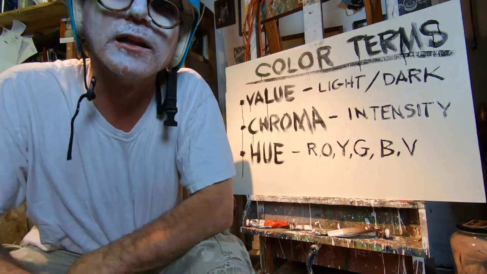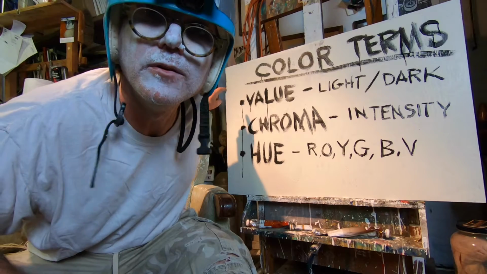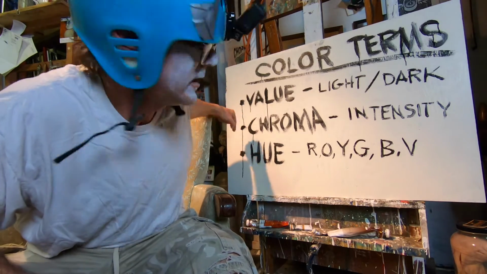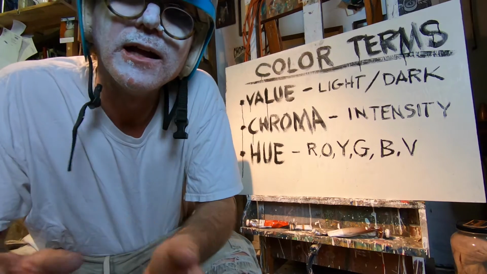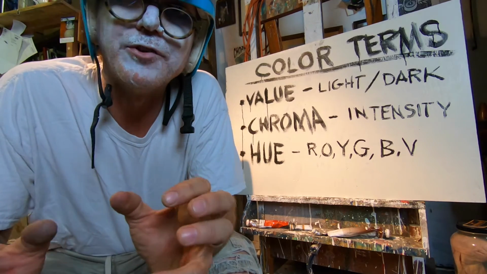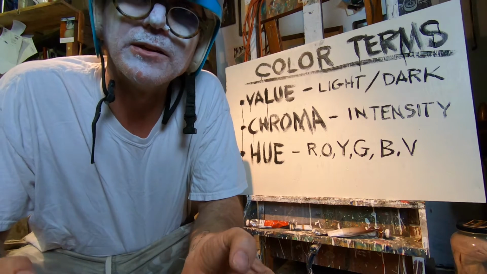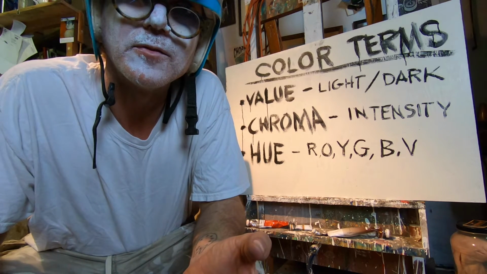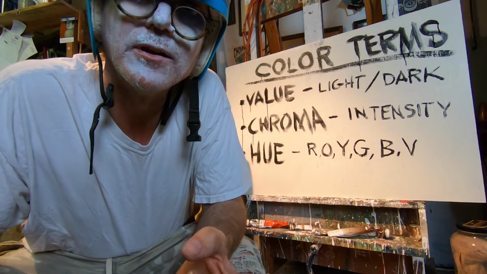When I talk about color, I'm going to use three different terms: value, chroma, and hue. Value is how dark a color is. Like yellow, when it's a bright yellow, it's a light value. Purple would be a darker value.